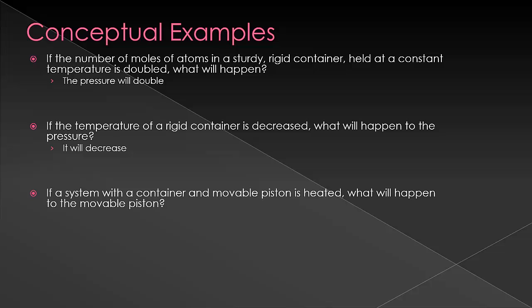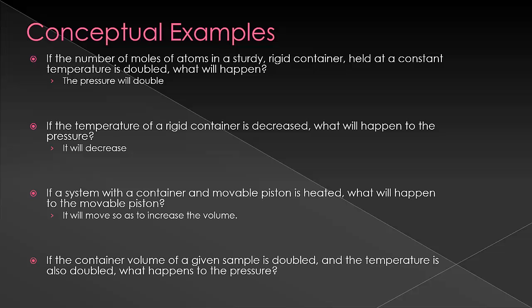Now, if a system with a container and a movable piston is heated, so what I mean by movable piston is like in some of those pictures that were in previous slides. This piston can move up and down depending on the pressure that is exerted upon it. So, if we have a system in a container, a movable piston, meaning volume can change, what's going to happen to the movable piston? It's heated, so because it's heated, we're going to have more pressure exerted on that piston head, and therefore it's going to move upwards in order to resist this change in pressure. So it will move so as to increase the volume.